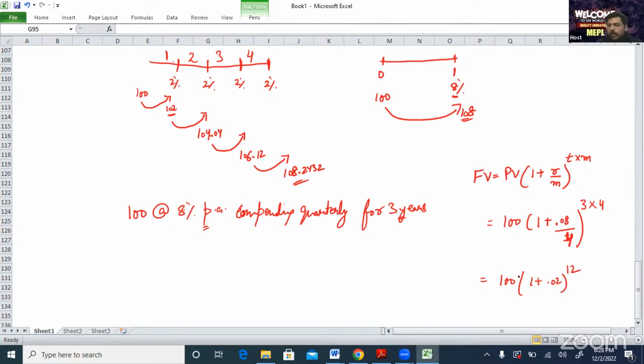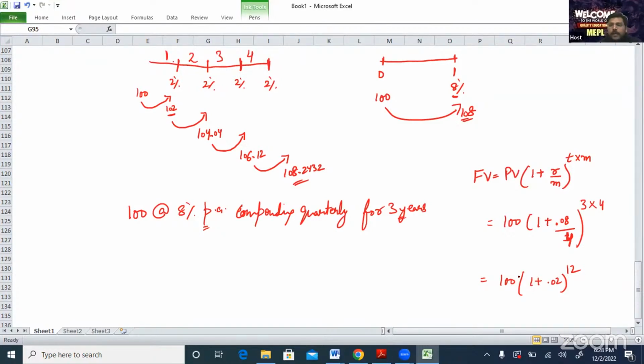Okay, so now how can we solve it on the calculator? Go to second, future value, because we have to clear all the TVM numbers. Now N is 12, so press 12 and then N. Then I by Y is 2, so press 2 and I by Y, because 2% is the per period return.